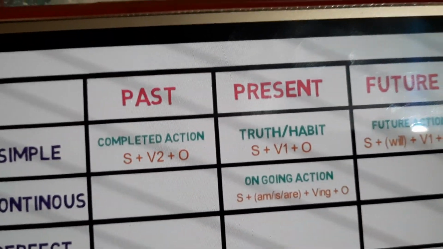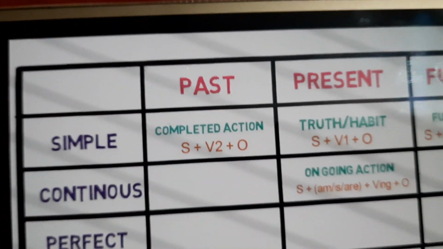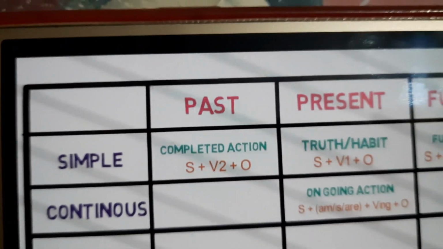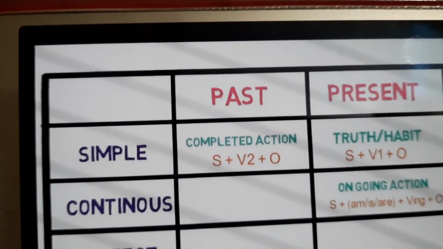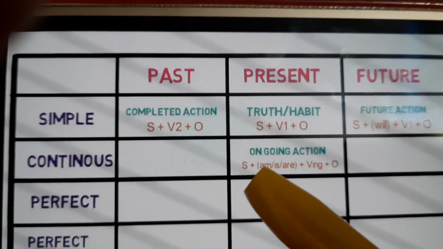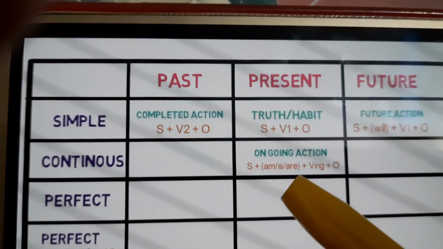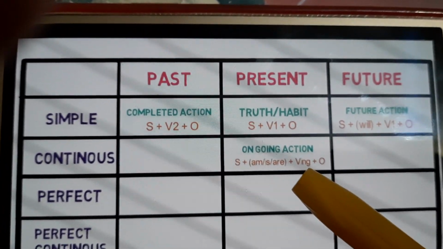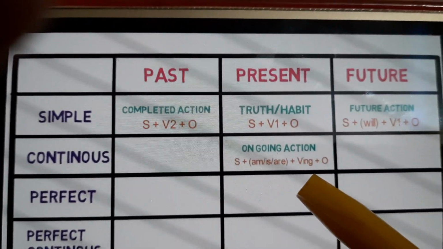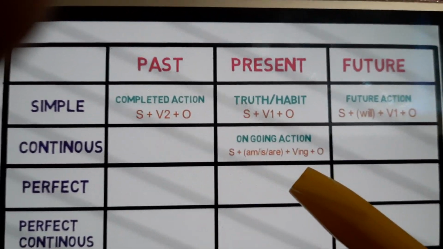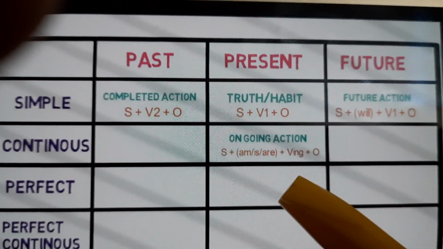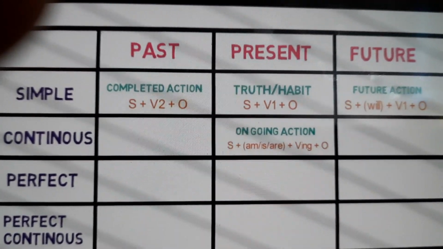Present continuous tense. Now, present continuous tense is used to express an action that is taking place at the time of speaking. Now, the form over here is subject plus am, is, or are plus verb with ing, plus object. For example, I say, I am knitting a cardigan. The tailor is stitching clothes.